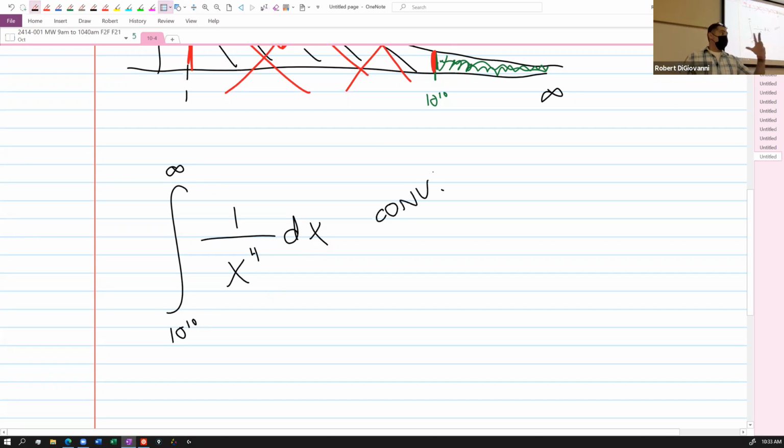So I'll summarize what I just did with this. Removing a finite amount or finite area from a convergent integral does not change the convergence. Removing a finite amount of area from a divergent integral does not change its divergence. It's still divergent.